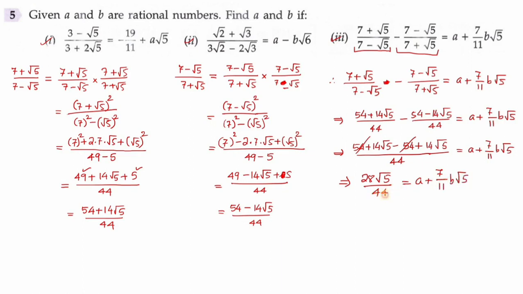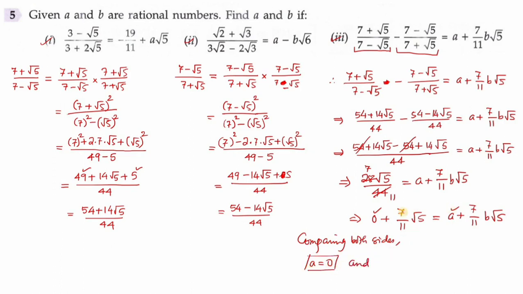So let's cancel with 4 here. 4 11s are 44, 4 7s are 28. So can I write this as 0 plus 7 by 11 root 5 is equal to a plus 7 by 11 b root 5? Yes, definitely I can write this. So now if you compare here, 0 will be equal to a. Comparing both sides, your a will be equal to 0. So we got the value of a.